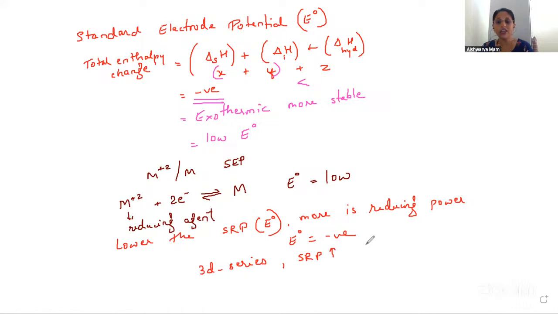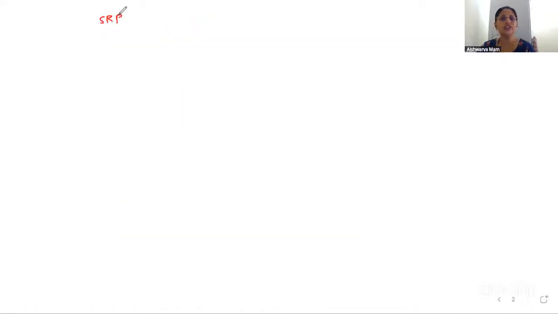That means the negative values of electrode potential go on decreasing. So along the 3D series, the standard reduction potential values increase. The tendency of metal to undergo oxidation decreases. Why? It is due to the sum of first and second terms, that is enthalpy of sublimation and enthalpy of hydration. In general, when we talk about the standard reduction potential of transition metals, there is an exception, except copper and mercury.